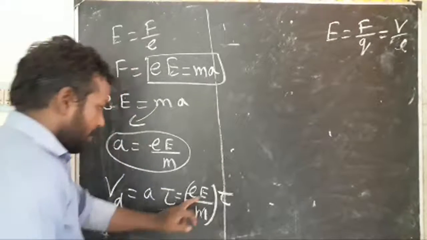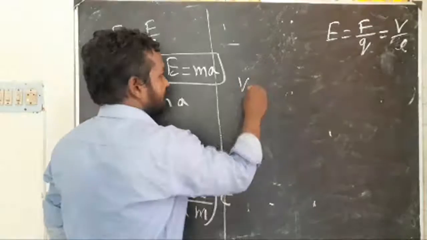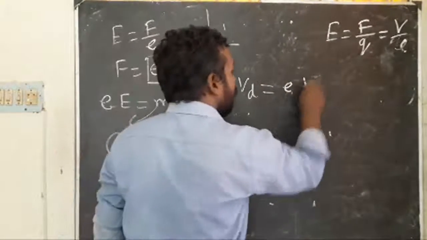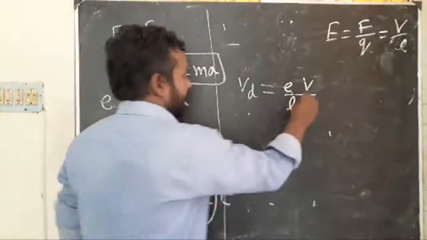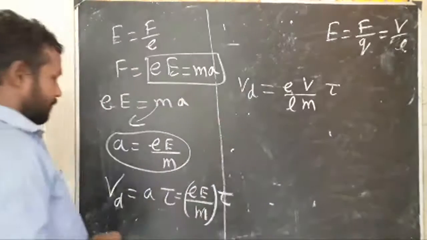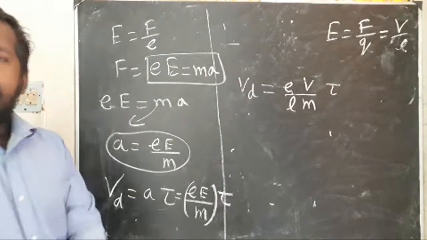Now we have the electric field. So drift velocity is equal to eE over m times tau. What is the electric field? Electric field is equal to volt per unit length. So Vd is equal to e (V/l) tau over m. Like that we'll get.